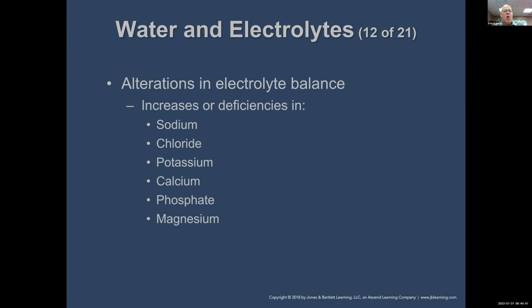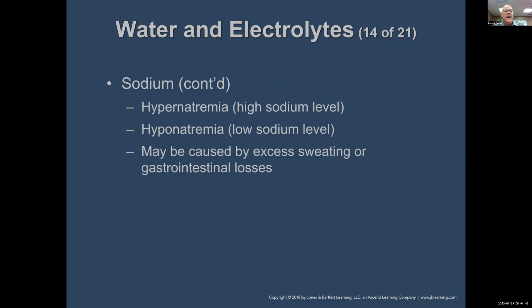Okay, so now we'll talk about alterations in electrolyte balance, right? So we're talking about the electrolytes being abnormal. Shifting gears from what can create increased water retention or increased blood pressure or blood volume, we're now going to talk about electrolytes and how they move and what they do.